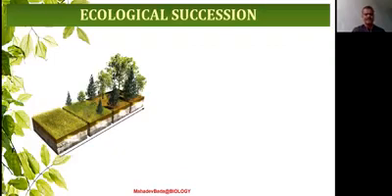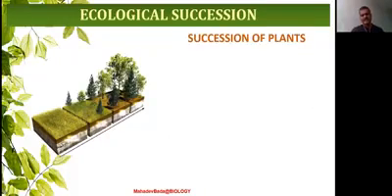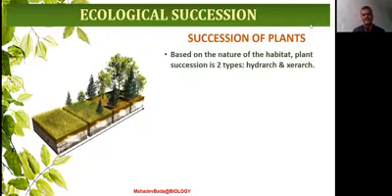And now today we are going to study succession of plants. How the succession takes place in the plants we are going to study. So let us see the succession that is taking place in the plants. Based on the nature of the habitat, plant succession is of two types. One is called hydrarch succession and another one is called gerarch succession. I repeat, based on the nature of the habitat, plant succession is of two types. One is called hydrarch succession and another is called gerarch succession.